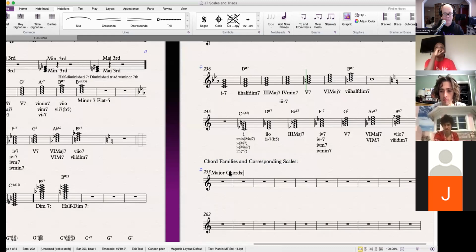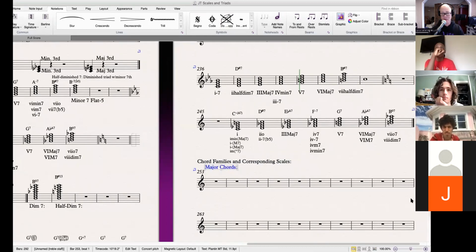I'm going to continue to use C. This applies to any note, but C is just easier to read because there are fewer accidentals involved.